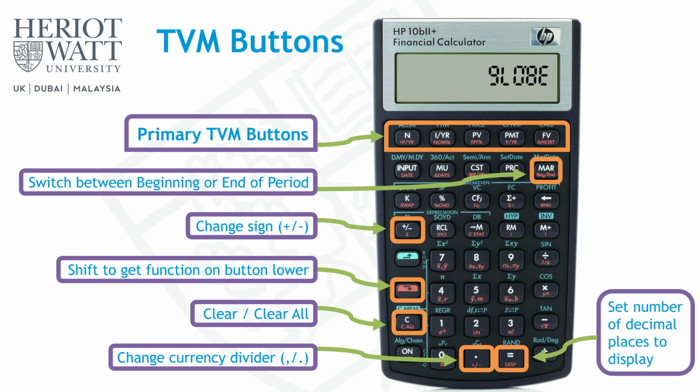And also sometimes the number of decimal places that you want to work with. Often I work with 2, but sometimes I don't want any, sometimes I need more. So I can easily make a change there using the display button.